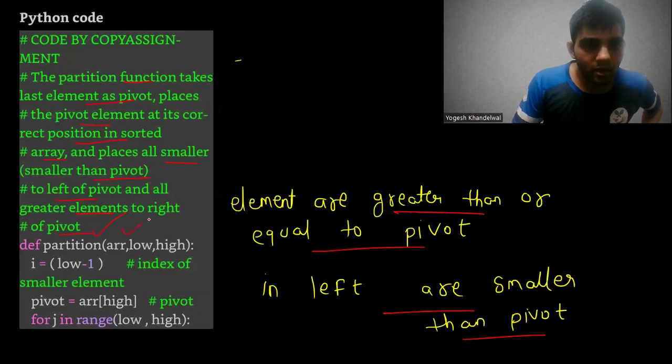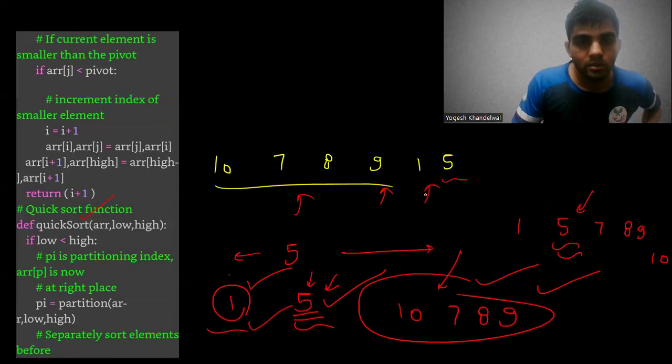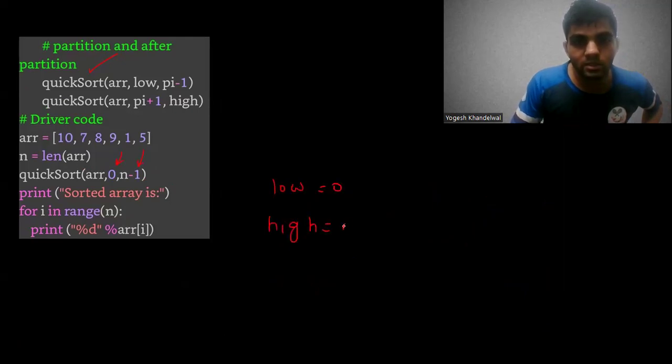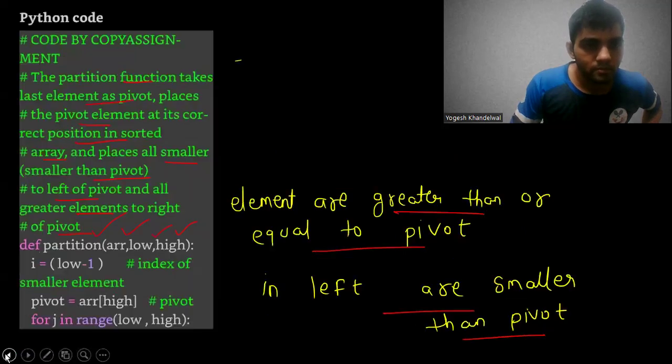There are three arguments: array, low and high. Let's say this is our array. Here the low part is 0 and the high part is n minus 1. So we are taking low as 0 and high as n minus 1, the last index. In our case n is 6, so 6 minus 1 is 5.